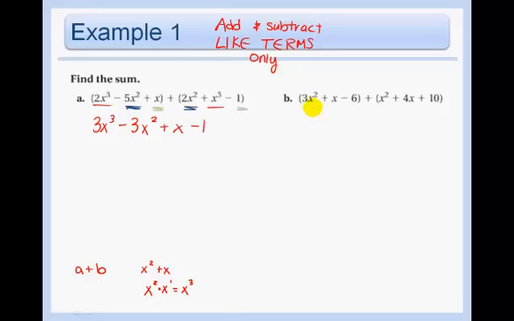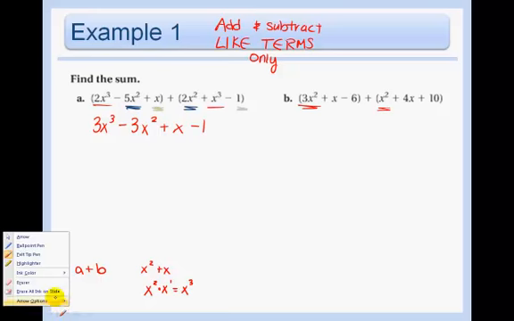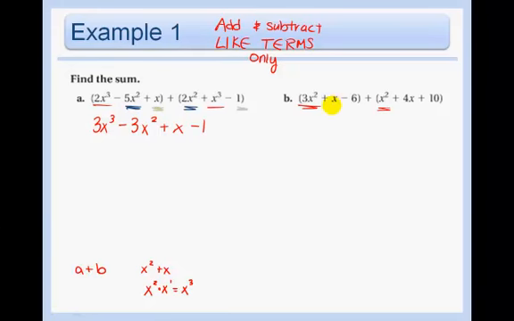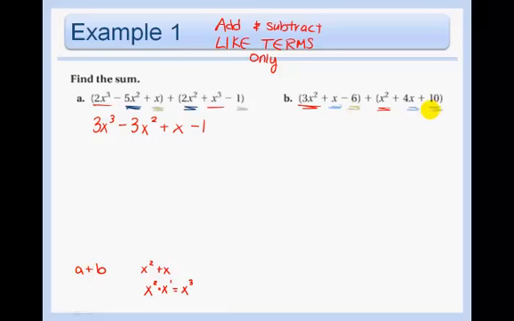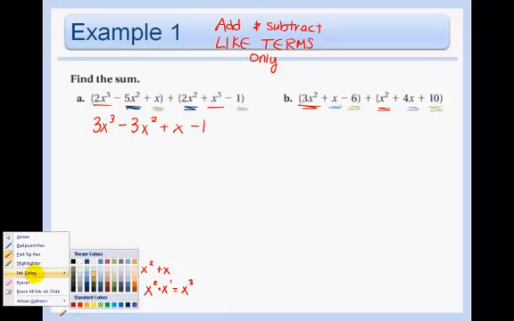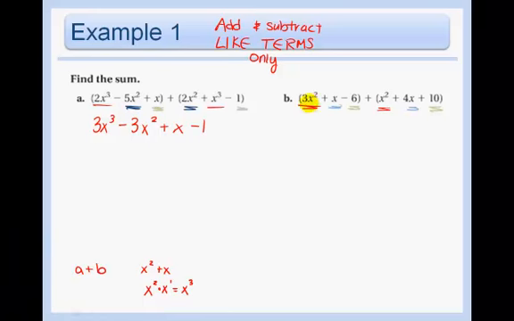I'm going to do the same thing on this one. Here are my x cubes. Here are my x squareds. What's next? My x's. And then I have my constants. So, how many x cubes do I have? 3 plus 1 is 4. So I have 4x cubed. How many x's do I have? 1 plus 4 is 5. What about my constants? Negative 6 plus 10 is plus 4.